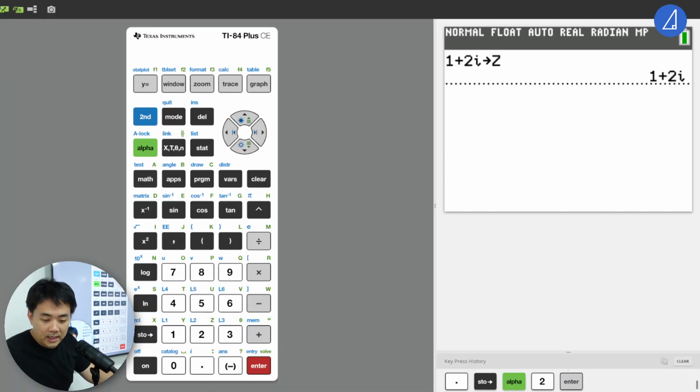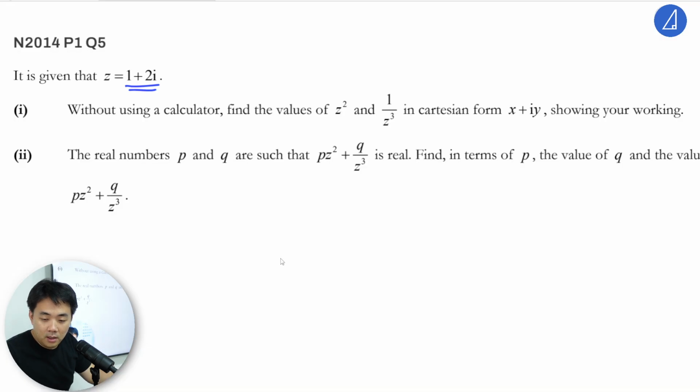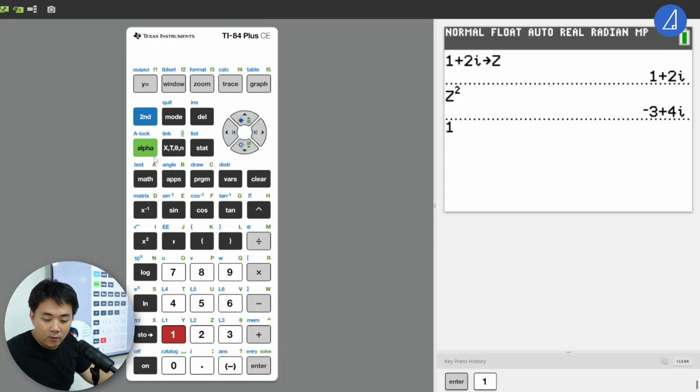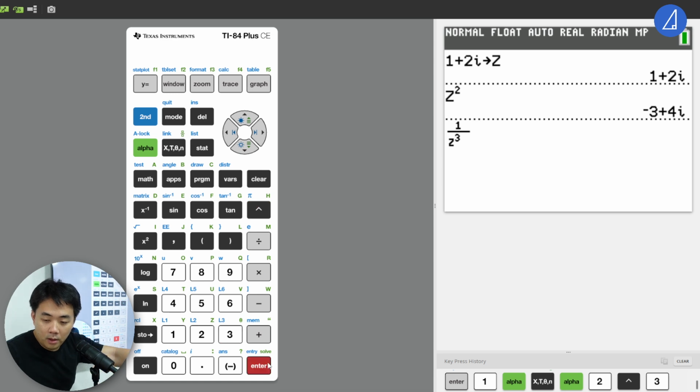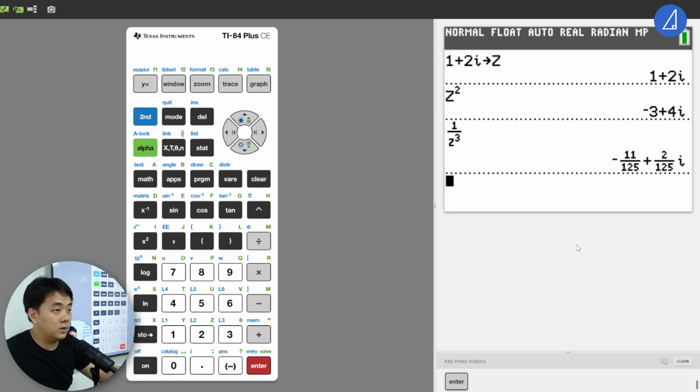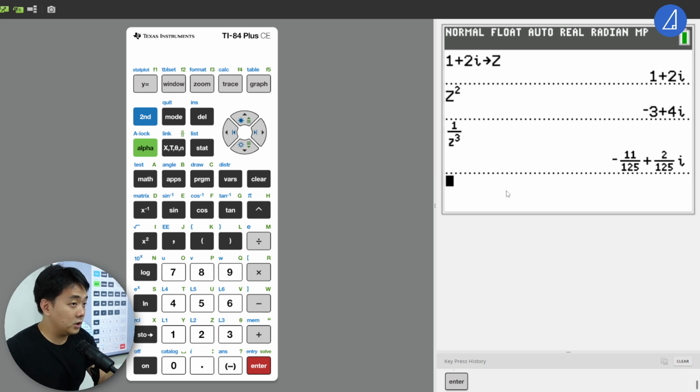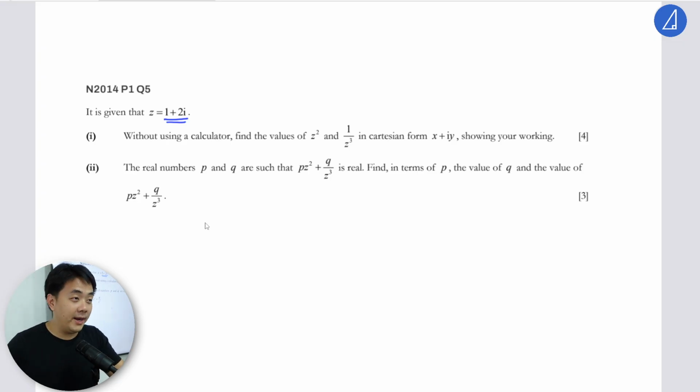Then what I like to do is take z square. Then I just eyeball it. So z square is this value here. Then 1 over z cube is this value here. So that's what I meant by most complex number questions you can actually check using a GC. That's the whole point, right?